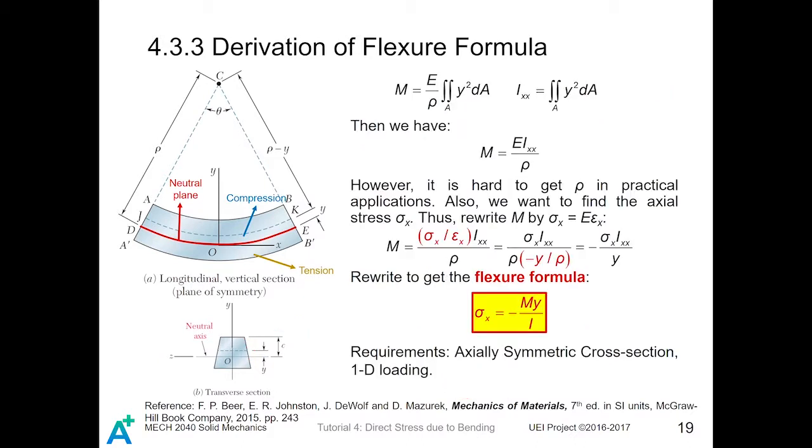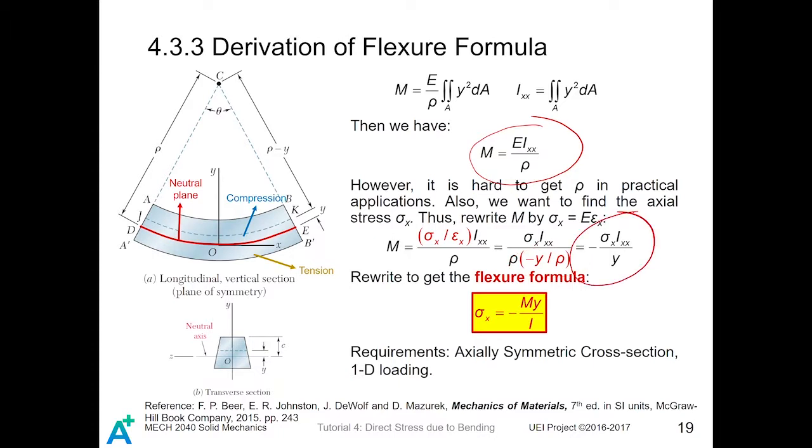Now combine those results, we have M equals EI divided by rho, but we know that we can express E in terms of sigma x divided by epsilon x, and the epsilon can be further expressed as minus y divided by rho. Then you can get this equation.